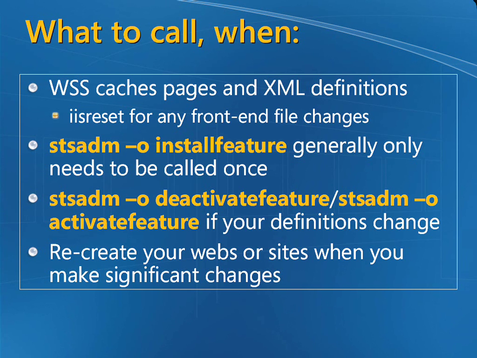Now, features basically have two stages in their life cycle. They have install feature, which basically says, hey, SharePoint, this thing is now available. Go ahead and show it in the user interface, expose it through the object model. And then you have activate feature and deactivate feature: turn this feature on for a specific web application or a specific web or a specific site. So when you first develop your features, you're going to want to install them so that SharePoint knows about them. But then you're going to want to activate that on a particular site or a particular web or a particular web application.